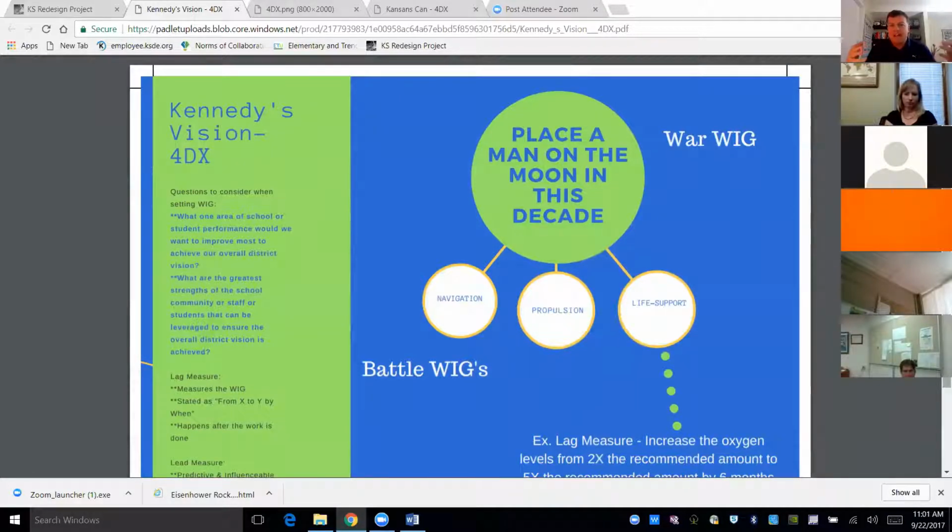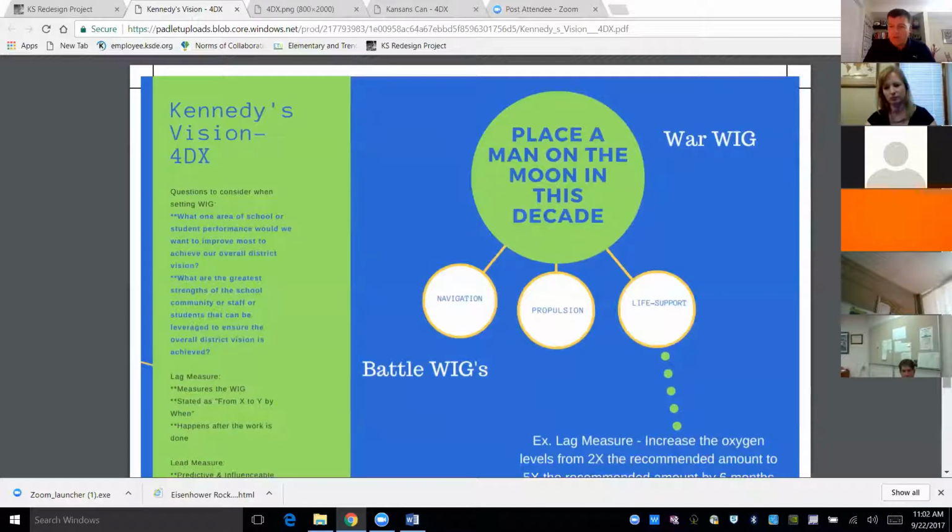at that high level. And then from placing a man on the moon, there were some different sub-goals, what the book calls battle WIGs, that needed to be thought through, things like navigation. Now those aren't stated in goal form, but I'm sure they had goals stated for navigation, goals for propulsion, and goals for life support to actually put a man on the moon. And then the measurable part, there's an example in that infographic.